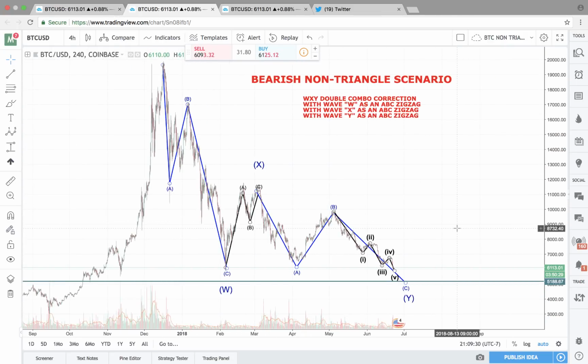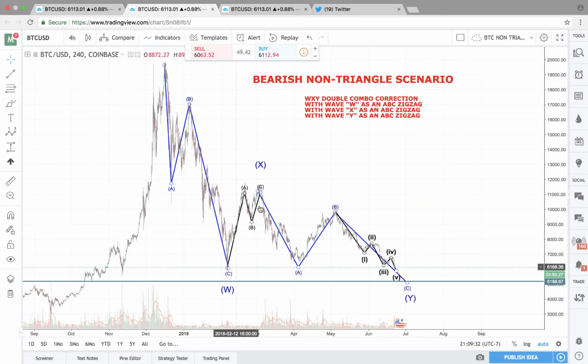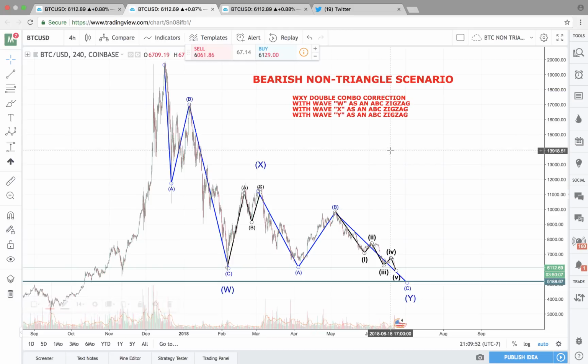Okay, so this larger picture count here, it's the W, X, and the Y. This would be the ABC to complete the Y. This would be the C wave, the 5-wave impulse that I have not going lower than 5.2 thousand to complete this Y. And at that point, we would have completed the WXY, and we'd see some sort of a larger bounce upwards. Now, I said I'd talk about how I'd expect this correction to end, or this crash to end.